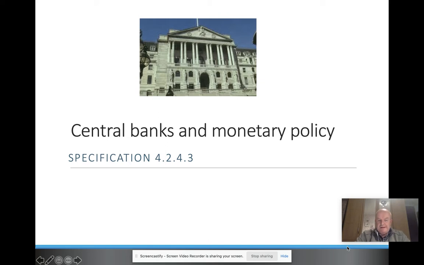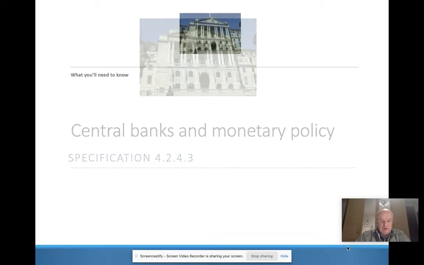Right, good afternoon, ladies. This is the third PowerPoint of CC12, which is Financial Markets and Monetary Policy, and this is specifically about central banks and how central banks help to implement monetary policy. This is covering specification 4.2.4.3, and the areas that we need to cover will follow on the next slide.